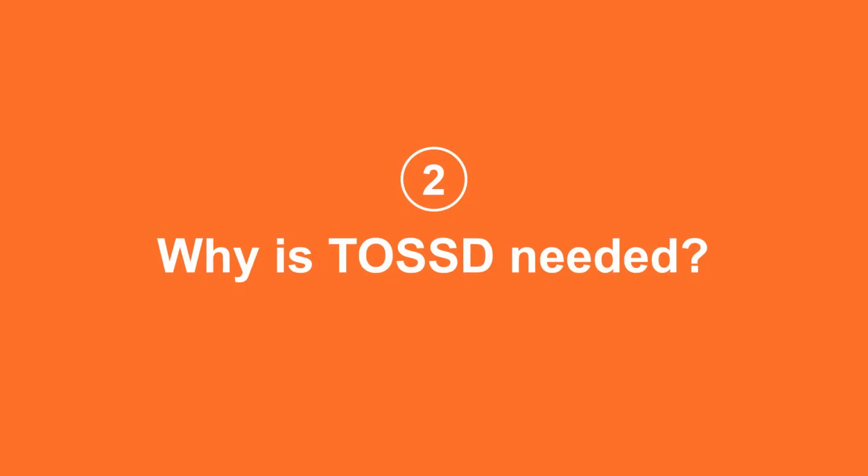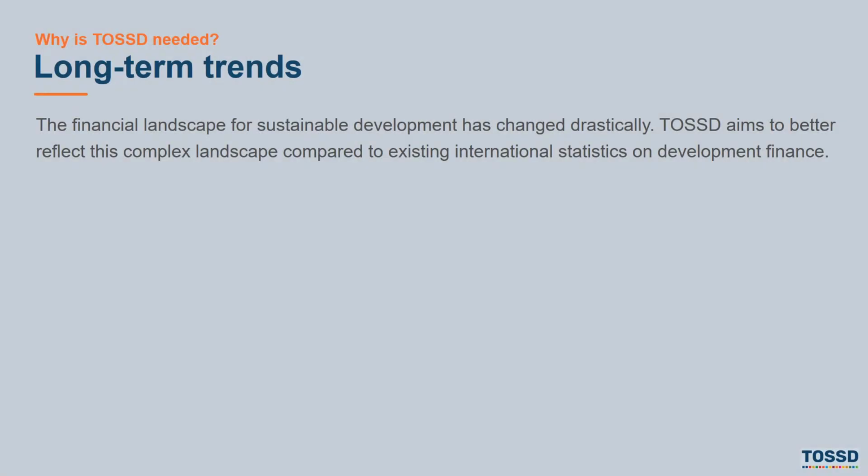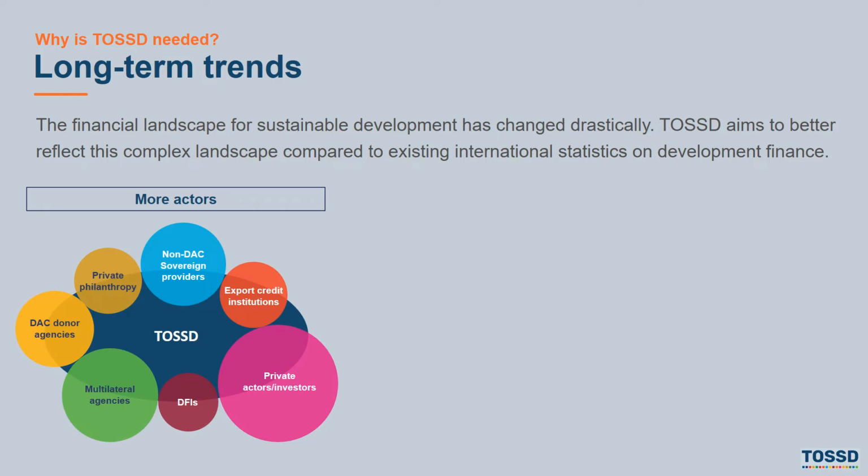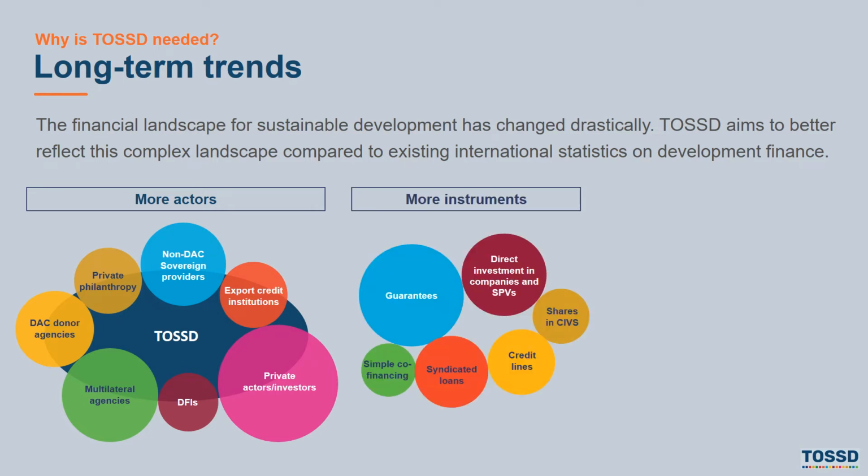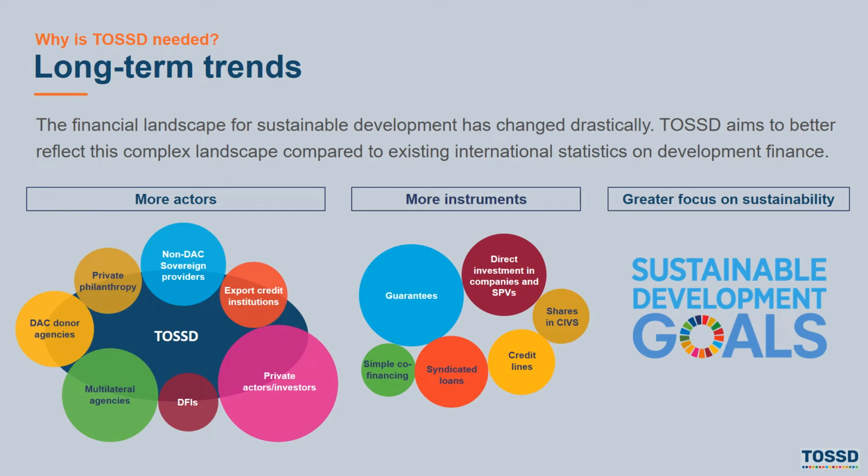The second section of this presentation deals with why TOSSD is needed. The financial landscape for sustainable development has changed drastically in the last few decades. TOSSD aims to better reflect this complex landscape compared to existing international statistics on development finance. First, more actors have emerged, such as new multilateral institutions, southern providers, development finance institutions, as well as philanthropic foundations for development. Second, financial instruments beyond loans and grants, such as syndicated loans or guarantees, are increasingly used by development finance stakeholders. Lastly, development finance focuses more and more on sustainability.